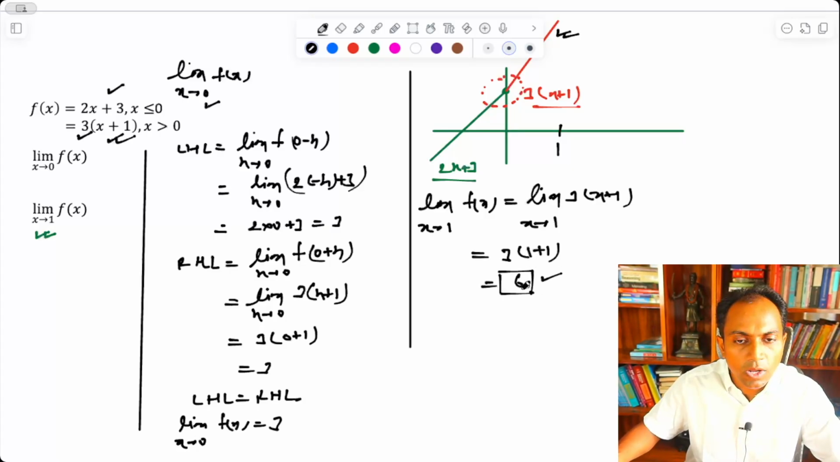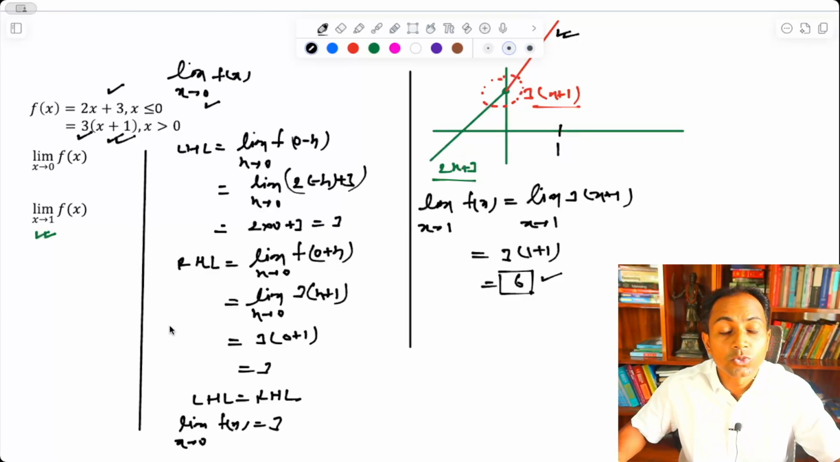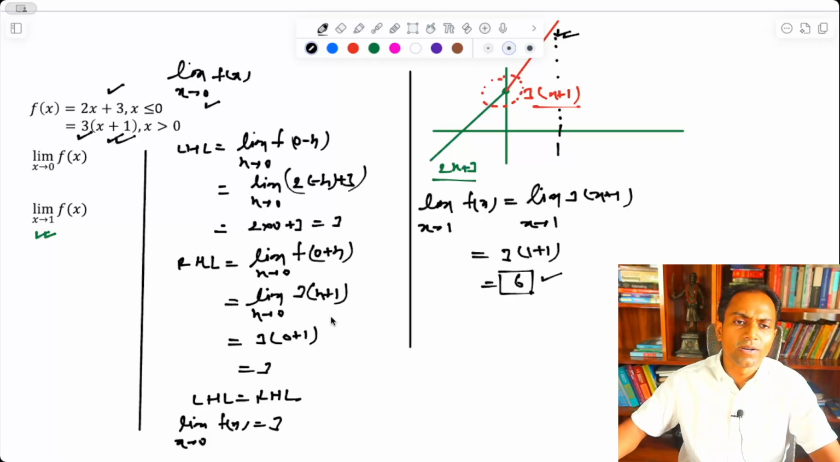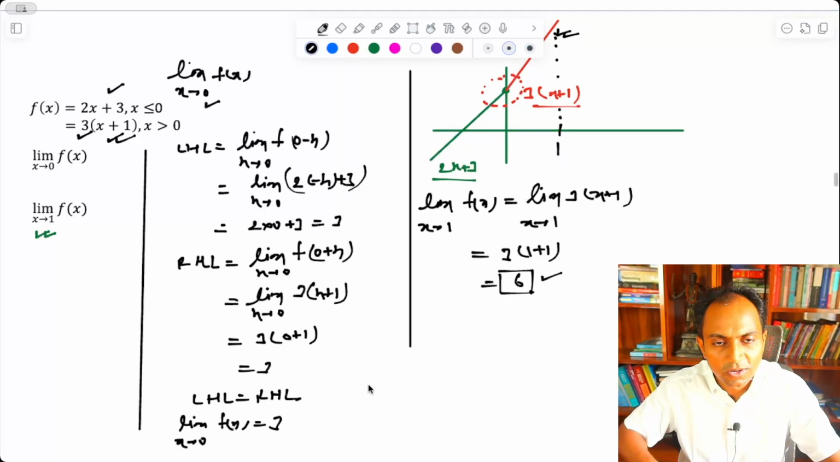See, I am not stopping you from finding LHL, RHL. You can again go ahead and do that. But there is no requirement, that is what I am trying to tell, because there is no change of function that happens at 1 in the vicinity of 1. This is very important. Remember this. This is going to help you out a lot.